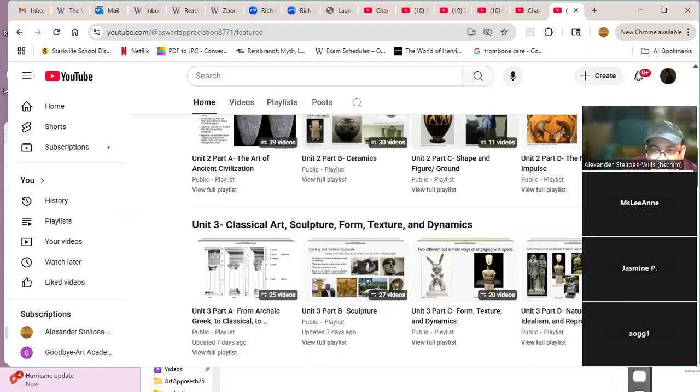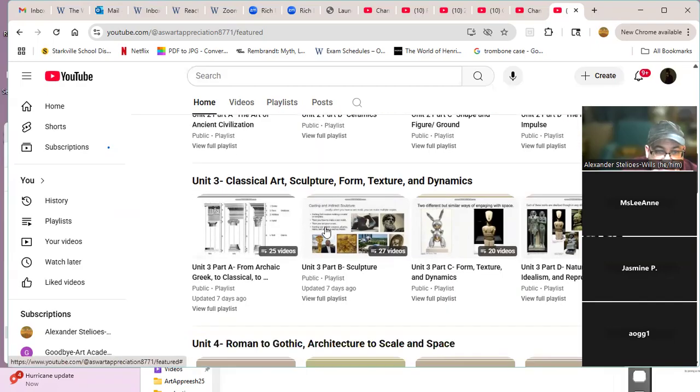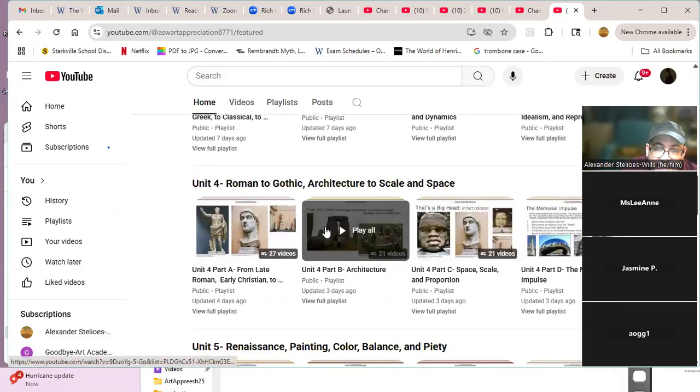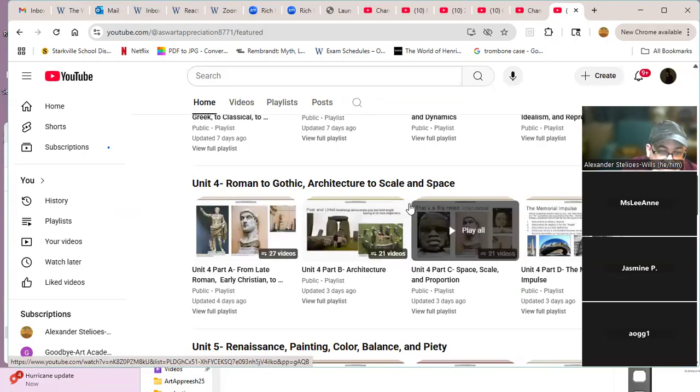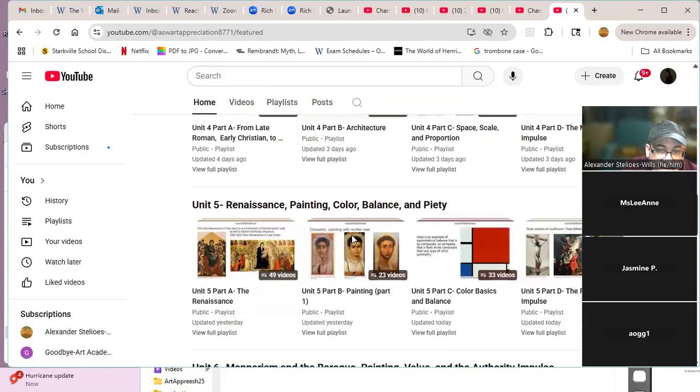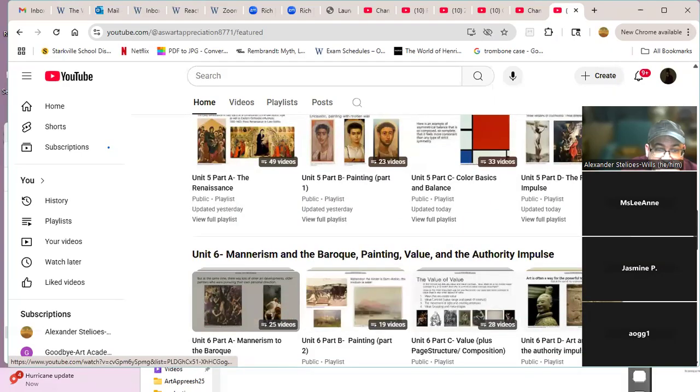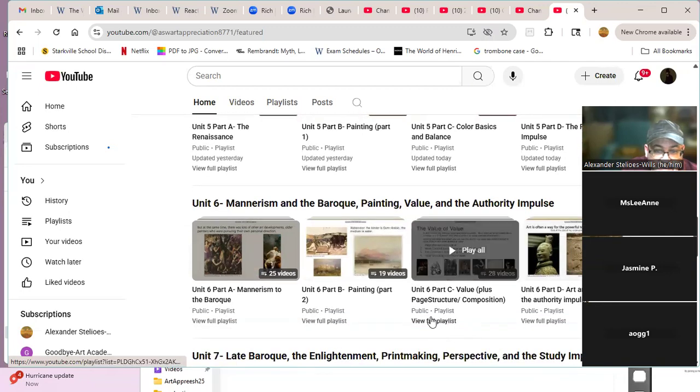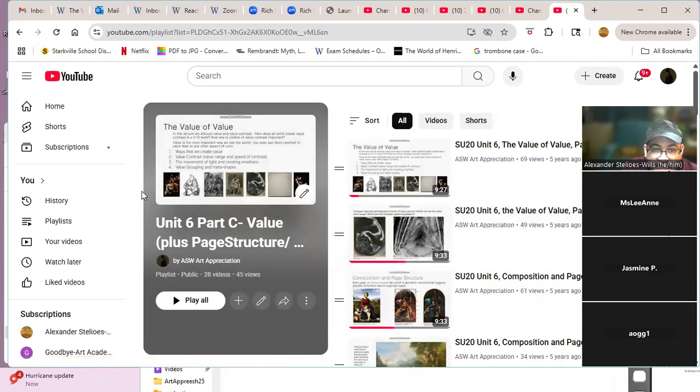Shape potentially could be one that you cover, but one that's definitely going to be pretty important. Oh, and line in Unit 1, discussing line could be very useful. But in Unit 6, which we haven't gotten to yet, we have a playlist on value. And if you watch just the first two lectures on value, I think you would find that very useful in terms of helping you with the paper.